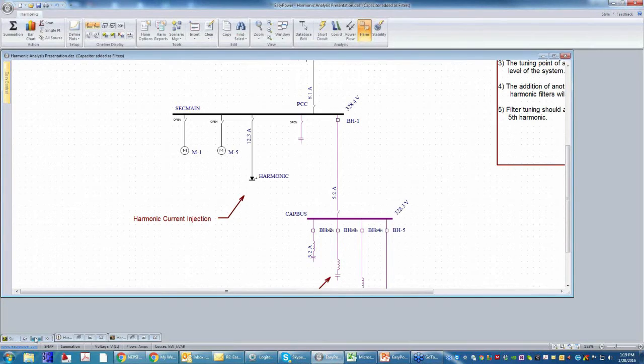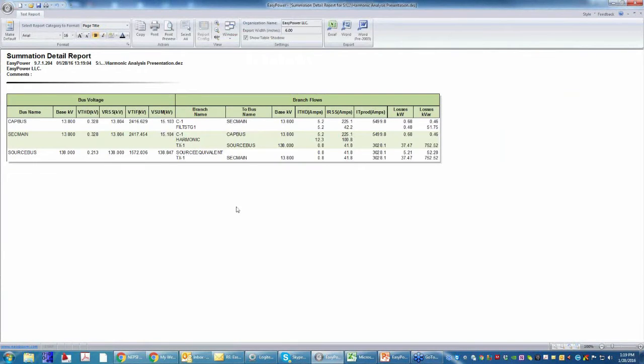So if I were to click on this, we can see that there is some data provided for the filter bank. We have the capacitor voltage, 13.8 kV, and we get the voltage distortion and current distortion inside the capacitor bank, and we also get the losses in kW and kVar within the filter parameters. What I can say is that that is not enough to specify or design a harmonic filter.